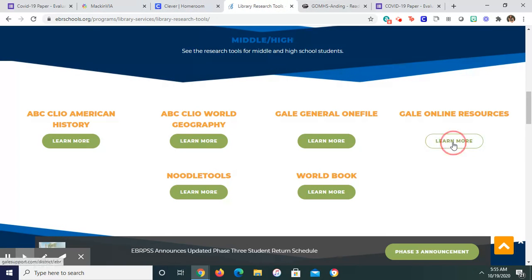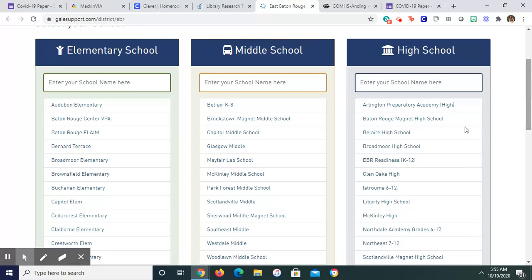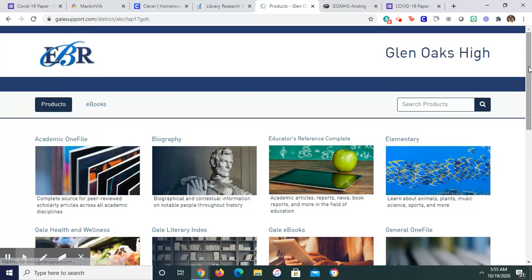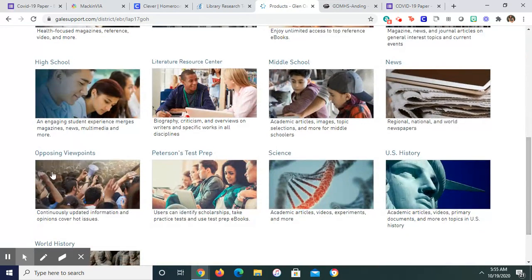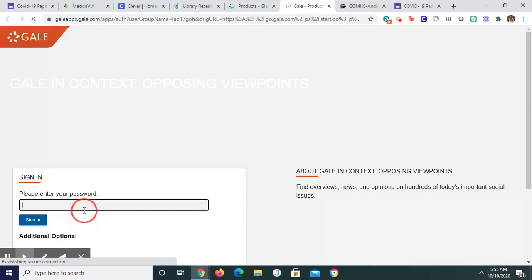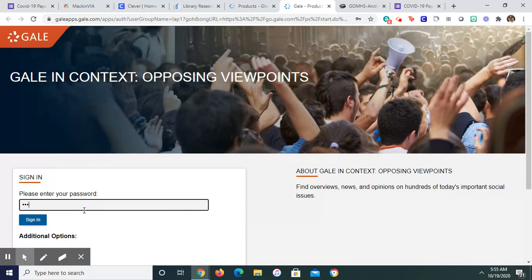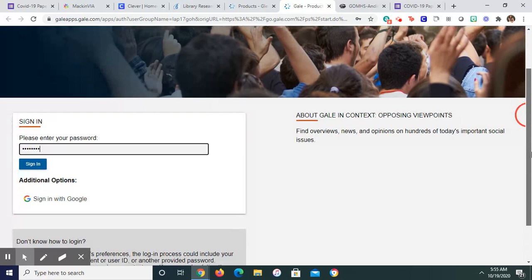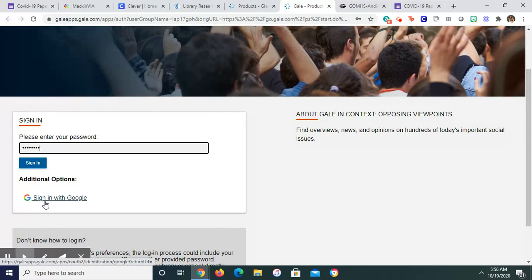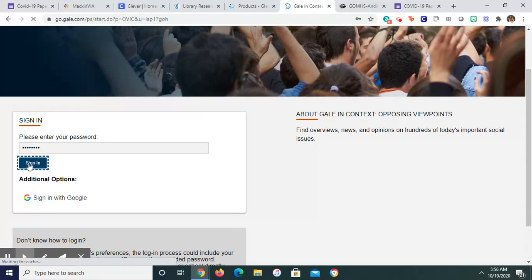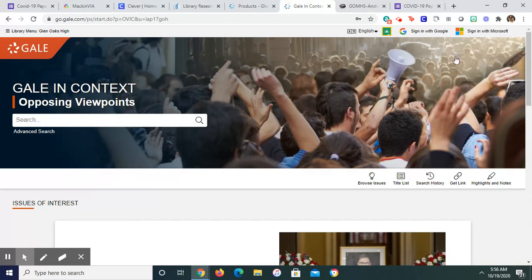But I'm going to go into one. I'm going to find Glen Oaks. I'm off campus right now. I'm going to go to opposing viewpoints. Notice it's asking me to enter the password. Oh, might be able to sign in with Google now. Try that out. Looks like we might be having that now.